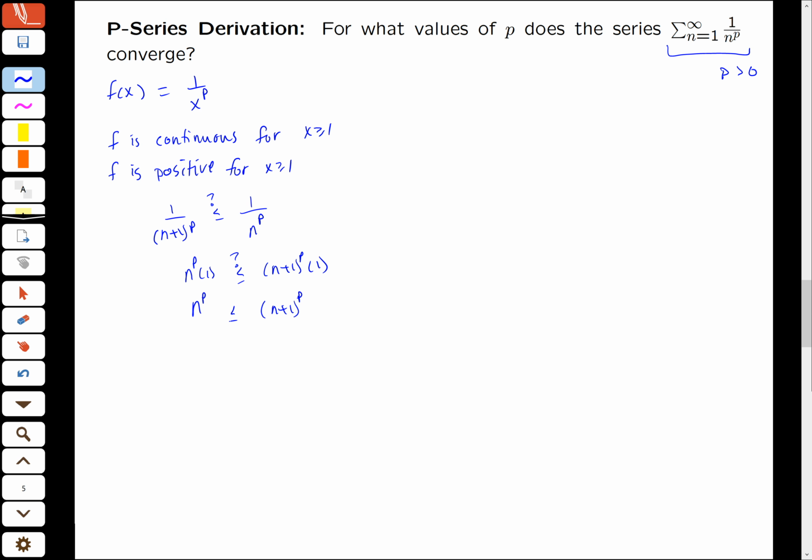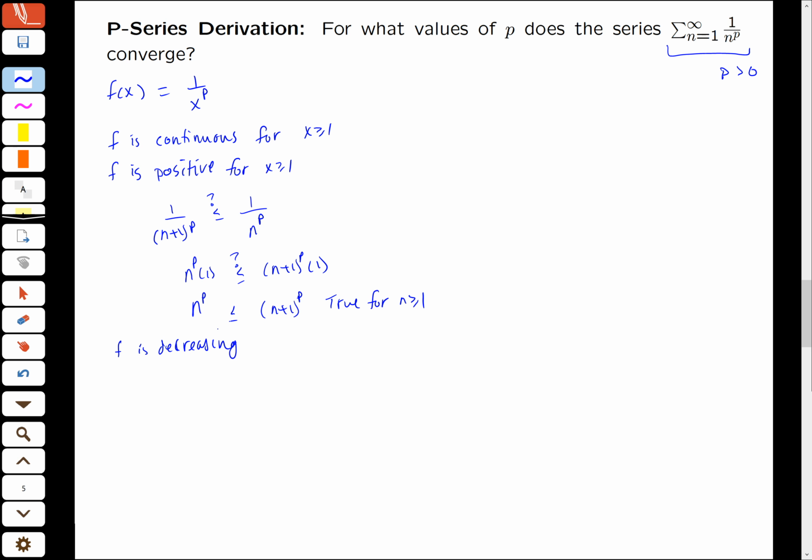Is that a true statement? Doesn't matter the value of p actually. N plus 1 is always bigger than n. So this is true for n greater than or equal to 1, which is where we're starting. So I know that f is decreasing. I know f is positive, decreasing, and continuous.